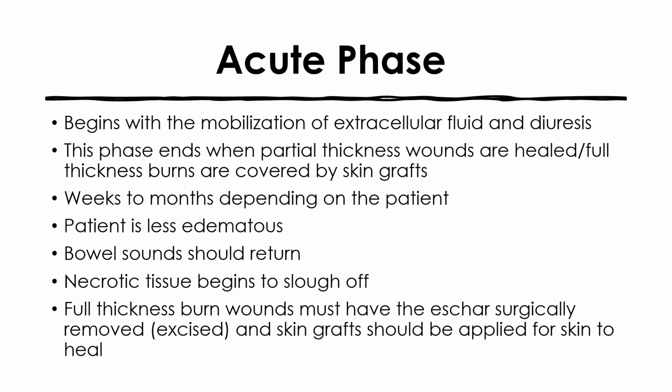The paralytic ileus is now gone. Bowel sounds should return. The necrotic tissue actually begins to slough off if it hasn't already been taken off with debridement and surgery. Full thickness burn wounds must have the eschar surgically removed or excised. Again, this helps with the epithelialization and granulation of skin to help heal. And after the eschar has been excised, the skin graft should be applied for skin renewal and healing.